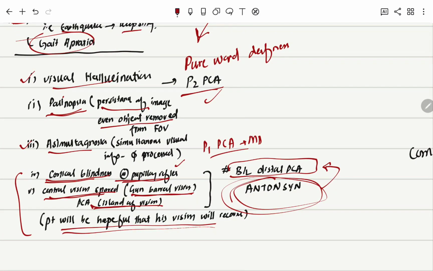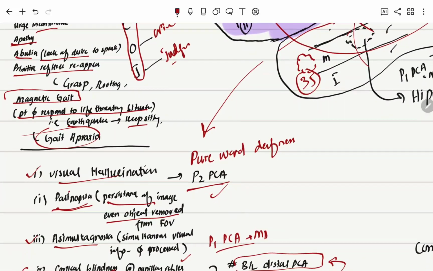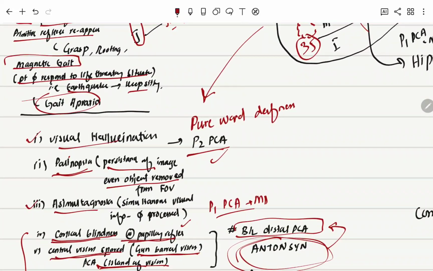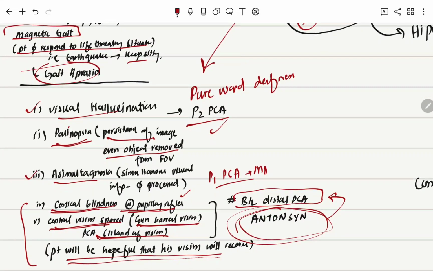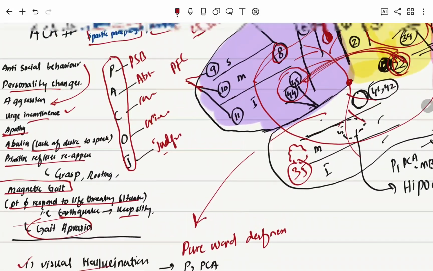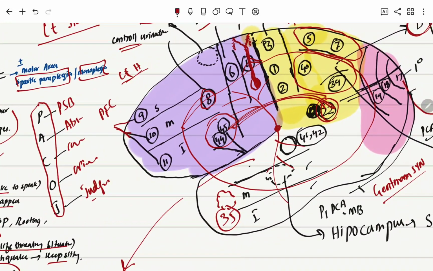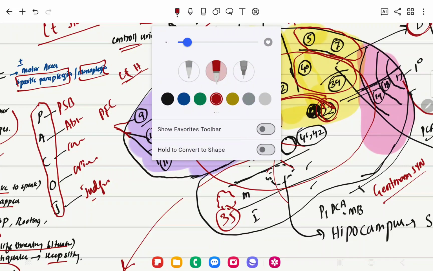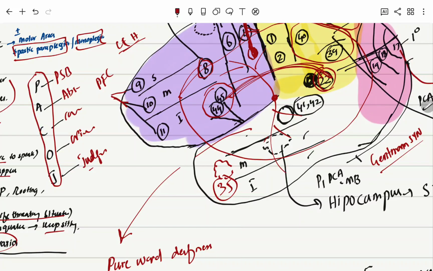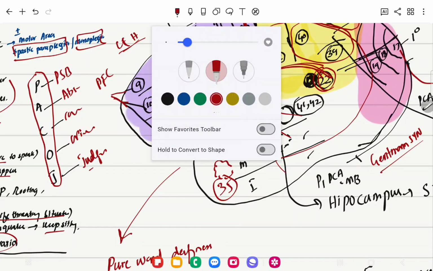Okay, so that's all about the features of occipital lobe damage. There will be visual hallucinations, palinopsia, asimultagnosia, cortical blindness, and gun barrel vision. That's all about the features of the occipital cortex when there is a lesion in the posterior circulation. Now let me highlight the temporal lobe and discuss its features.